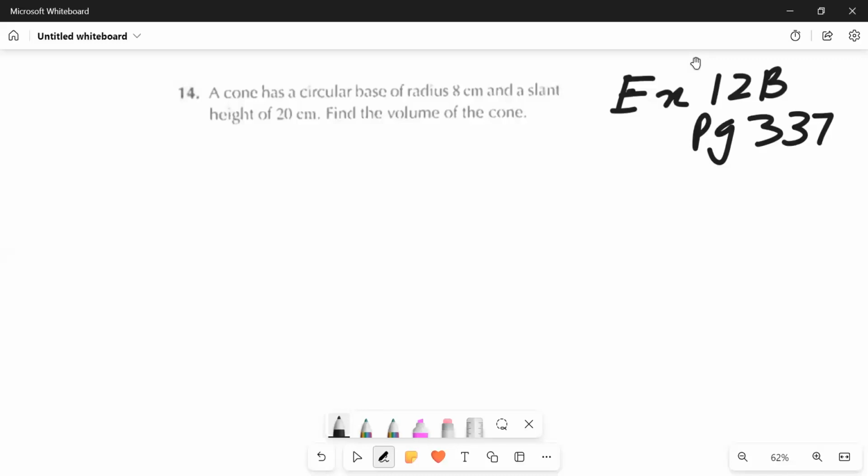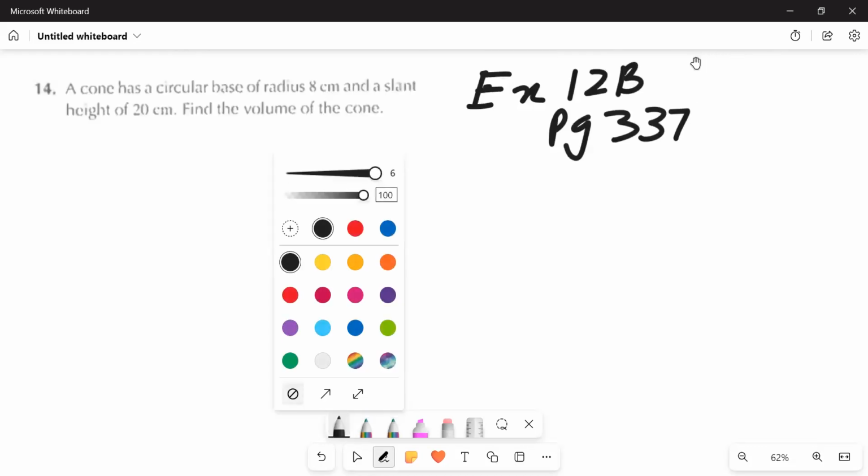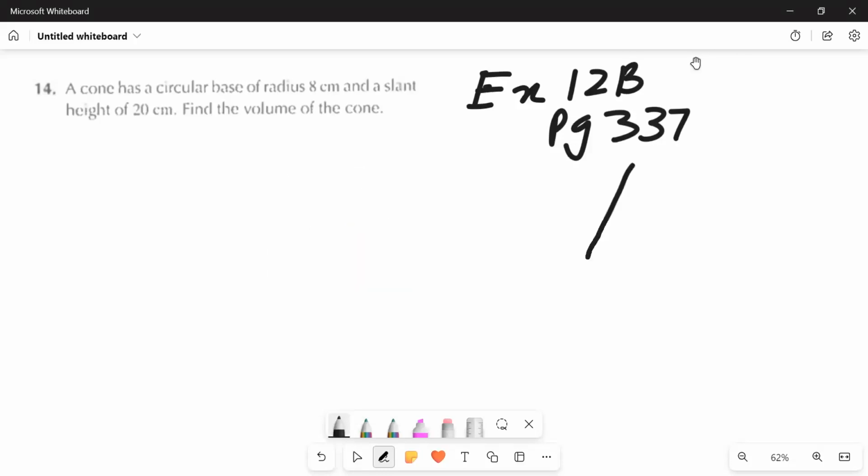Okay, now a cone. Question number 14 is: a cone has a circular base of radius 8 and a slant height of 20 centimeters. Find the volume of the cone. First we will draw the cone so you will get the idea. Okay, this is the cone.